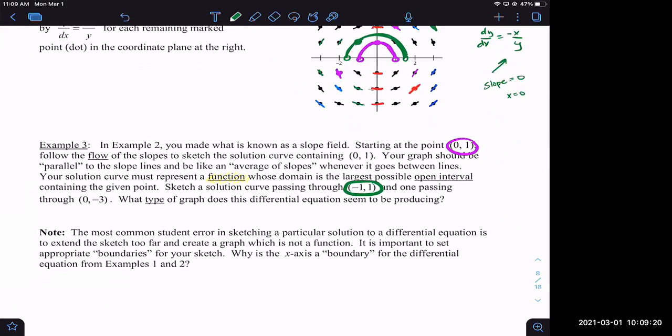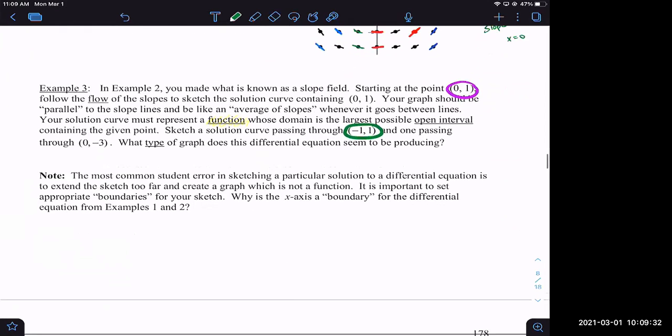Okay, what type of graph does that seem to be producing? What is the top half of the circle? Anybody know what that equation would look like? Okay, let's keep going. We'll see it in a second.